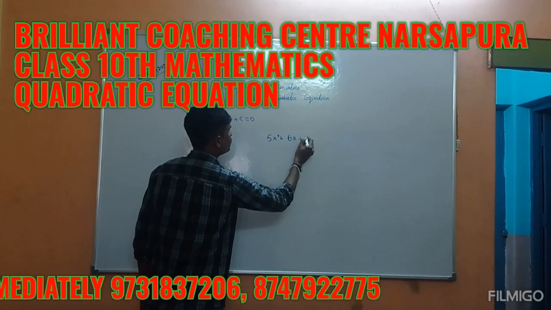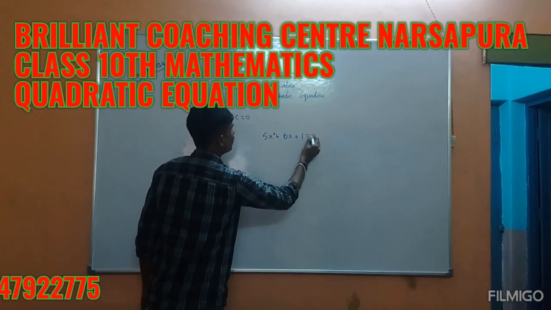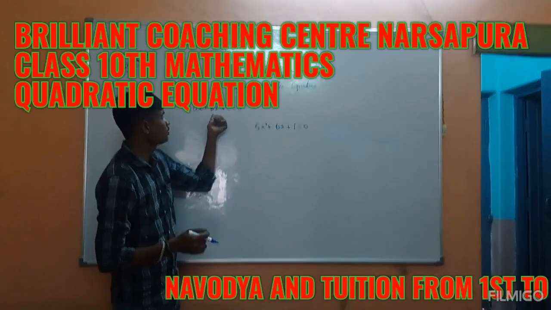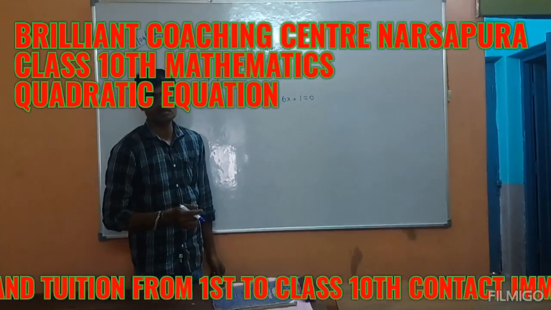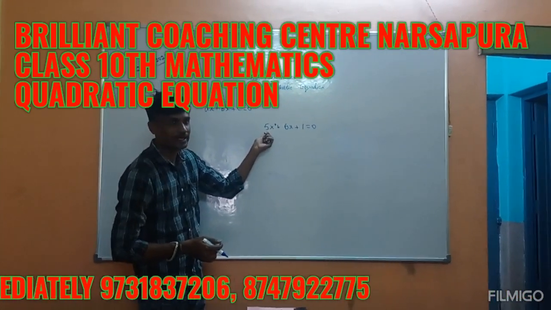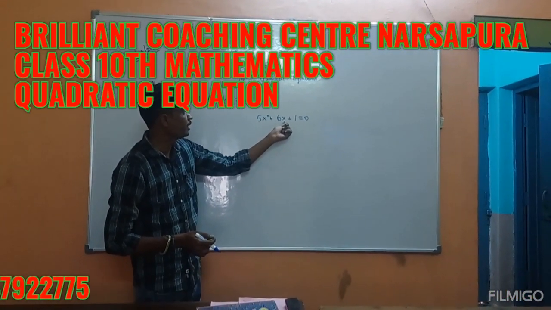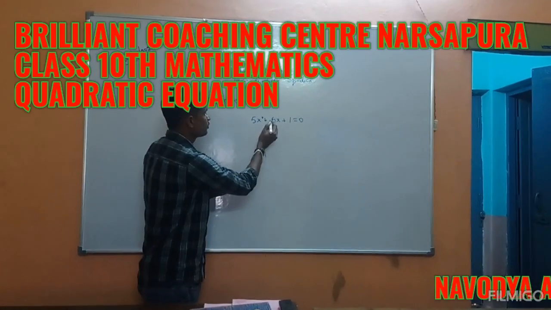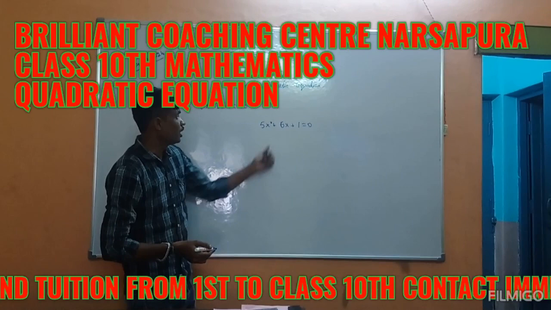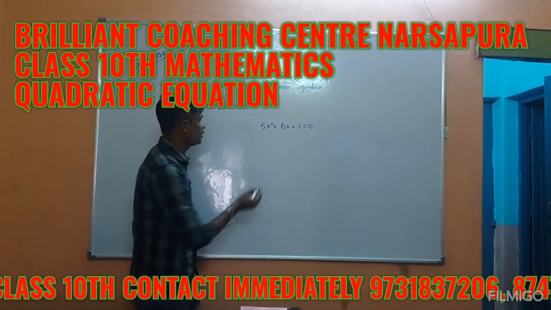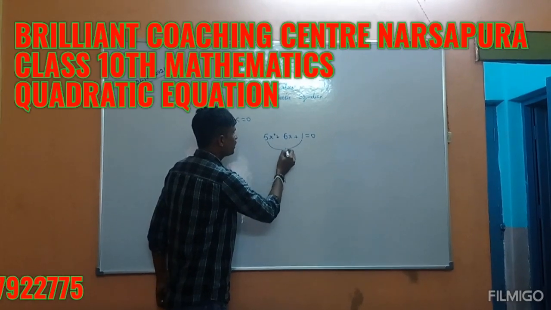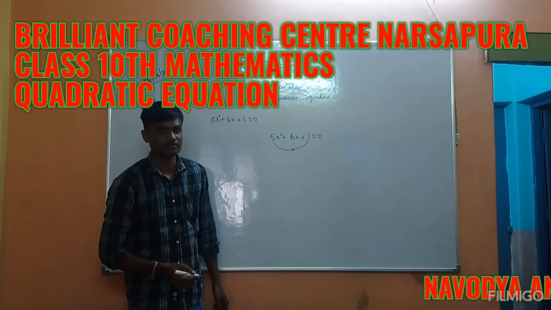Now first we will discuss a simple quadratic equation, 5x square plus 6x plus 1 is equal to 0. This is of the form ax square plus bx plus c is equal to 0. Now the x square coefficient is 5, the x coefficient is 6, and 1 is the constant term. According to the factorization method, we should multiply the coefficient of x square and the constant term.